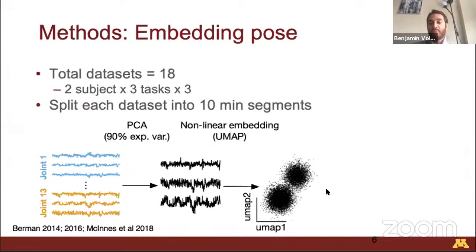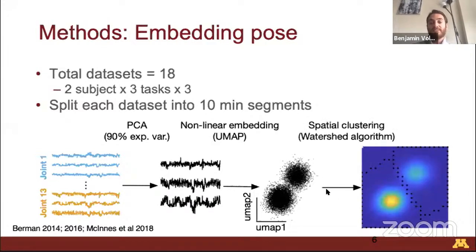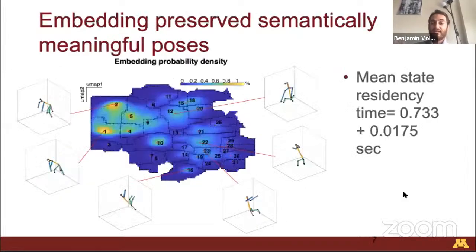So from this UMAP embedding, we can then generate a probability density map of each pose. Peaks in this map are stereotyped behaviors that are going to occur often. And we leverage this to use a watershed segmentation algorithm on this density map to cluster the data into iconic poses. So here, for example, we found 2 iconic poses. With all that said, this is what our embedding space actually looks like.